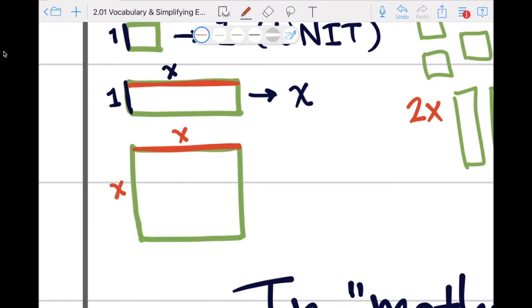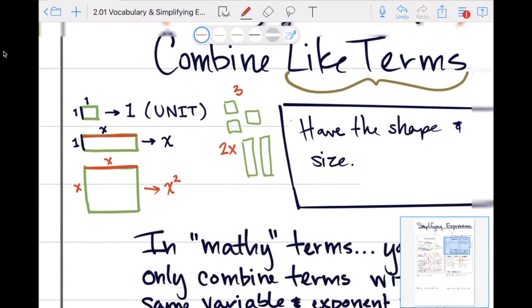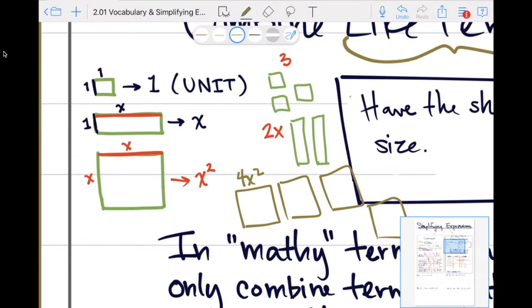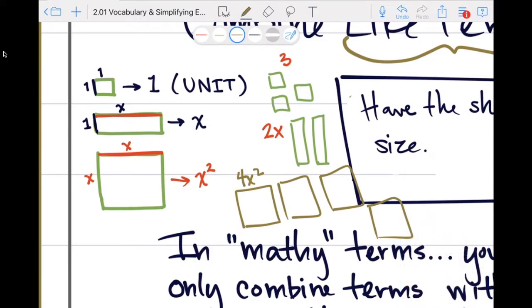And finally, if you notice, this length right here is the same as this length right here. So this is an x by x. What's the area of that shape? It would be an x squared. So if I wanted to represent, for example, a 2x squared, or let's say a 4x squared, then I could draw 4 big squares.